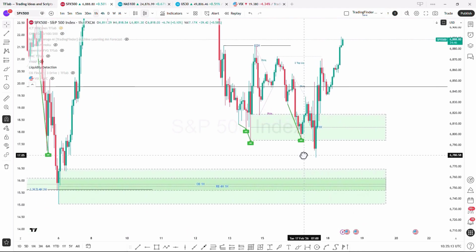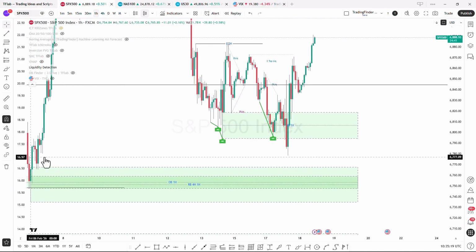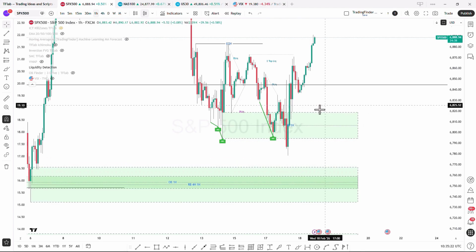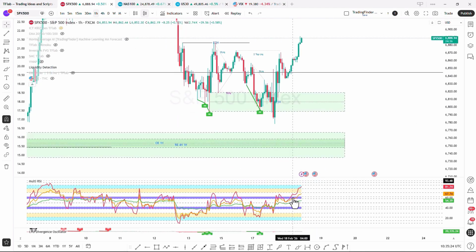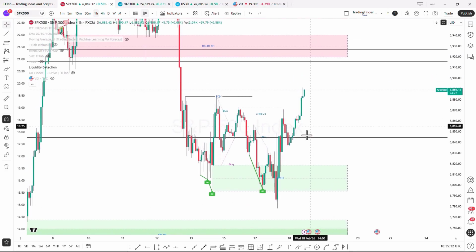Price movement. We can see that after a swing failure pattern, it reacted to the order block area and was accompanied by a bullish displacement, which, with the multi-RSI indicator in the 1-hour time frame, we can observe has entered a high potential area, which indicates the continuation of the bullish trend in the market.